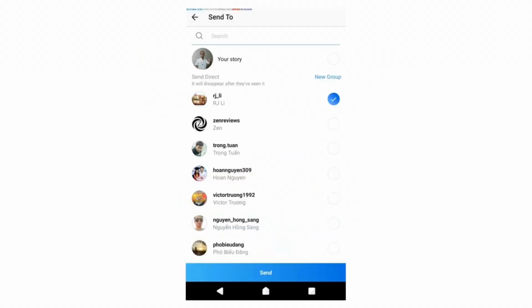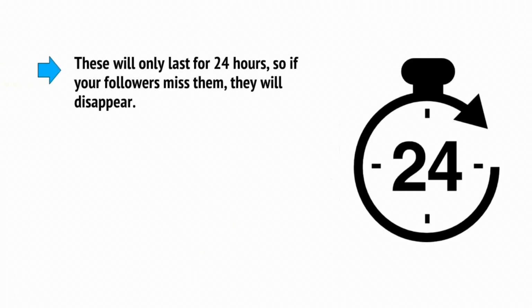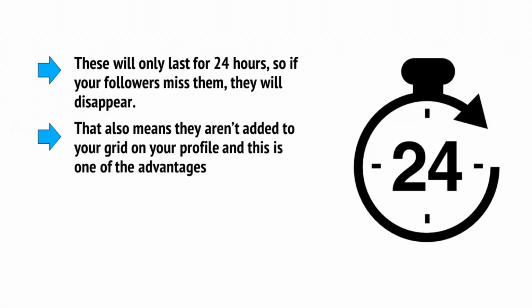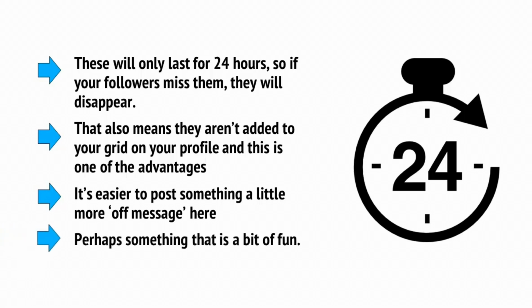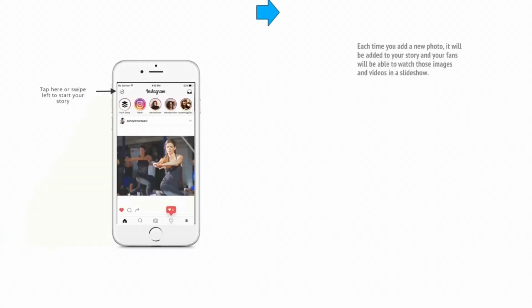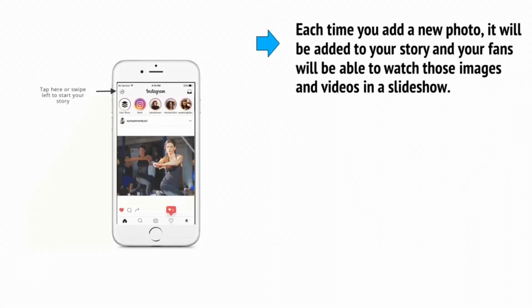Note that your stories will work a little differently to your regular pictures. Remember, these will only last for 24 hours, so if your followers miss them, they will disappear. That also means they aren't added to your grid on your profile, and this is one of the advantages. It's easier to post something a little more off message here, perhaps something that is a bit of fun. Each time you add a new photo, it will be added to your story and your fans will be able to watch those images and videos in a slideshow.